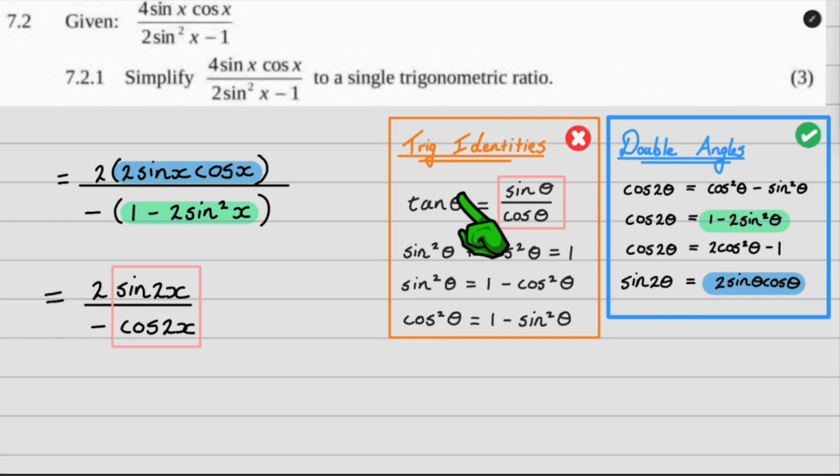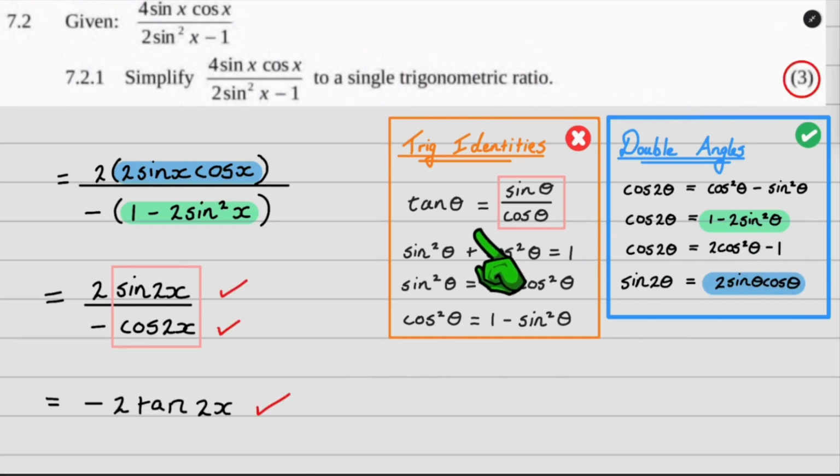It does work if your angle is 2x or 3x. It works so long as all the angles are the same. So that little pink box over there is going to change to tan 2x. And then 2 divided by negative 1 is just minus 2. So we're left with our final answer of minus 2 tan 2x. And I've successfully done what they asked, a single trig ratio. You can see there's only one trig ratio here. There's only tan in my answer.